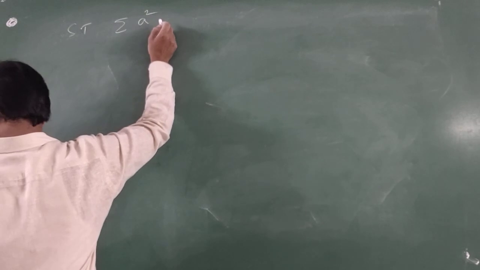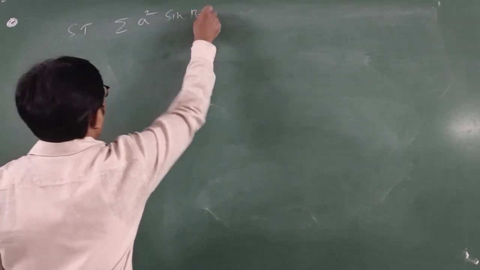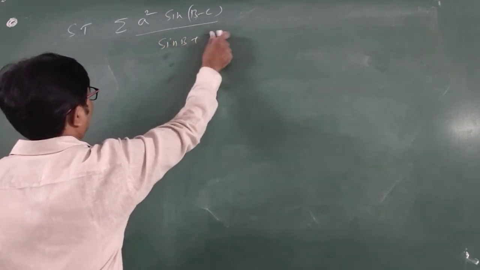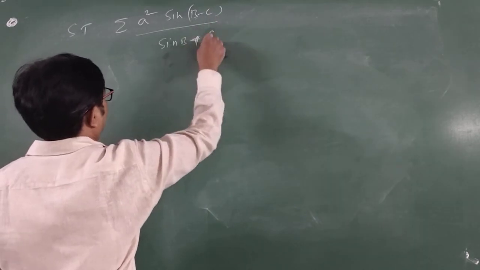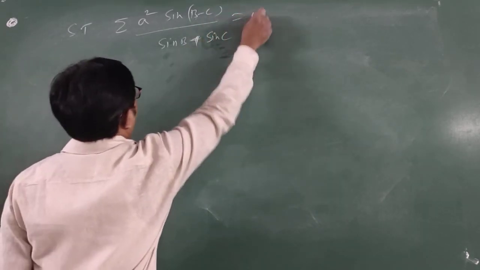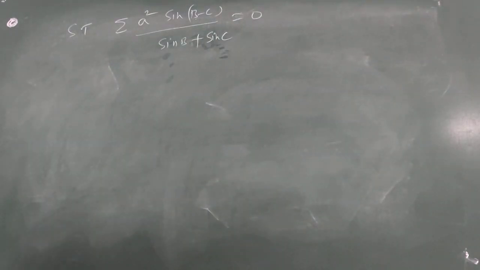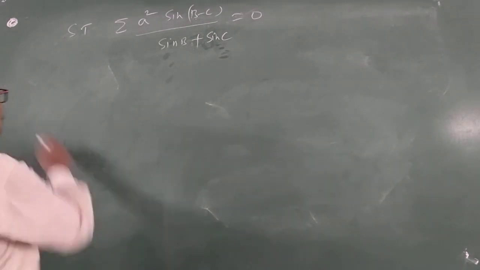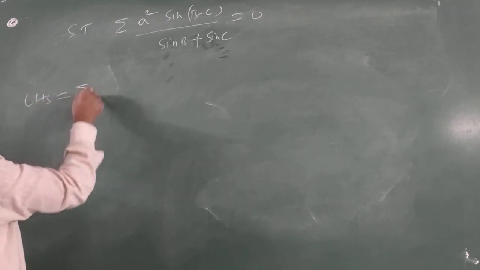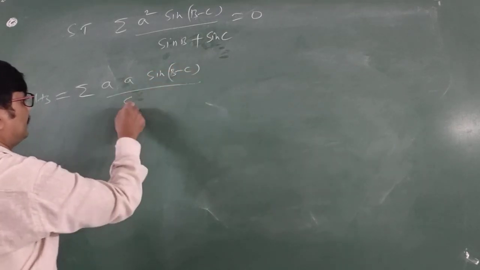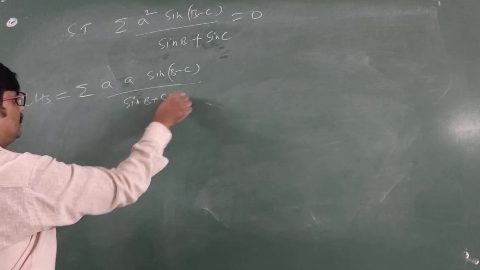So prove that sigma a square sin of b minus c by sin b plus sin c equals 0. Sigma a square sin of b minus c by sin b plus sin c is 0. So dear students, the left hand side is sigma a square, a into a, sin of b minus c by sin b plus sin c.